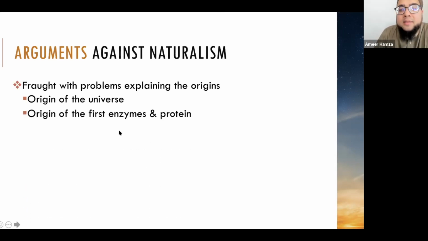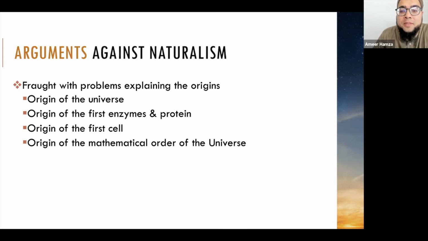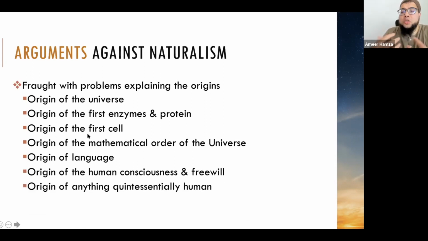Origin of the first enzymes and the proteins, a huge issue for a naturalist. Origin of the first cell. Just get some of these examples down. Origin of the mathematical order of the universe. Origin of language. Origin of human consciousness and free will. Origin of anything human is a big issue for a naturalist.